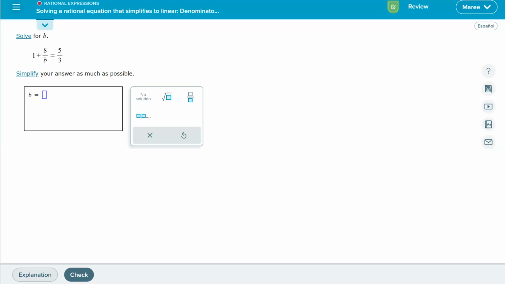So the best thing to do in this situation is find the least common multiple of the denominators of the fractions that are within your equation. So our denominators are b and 3, and the LCM of b and 3 is 3b. So we're going to multiply the entire equation by 3b.